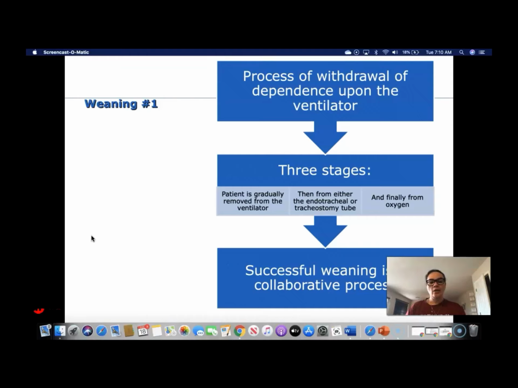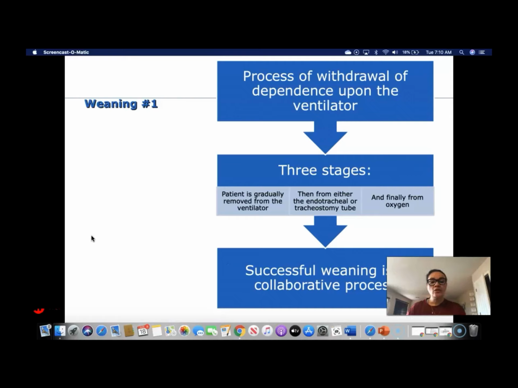So weaning. I spoke a little bit about you want to get the patient off the ventilator as fast as you can. Okay. It's amazing we have this technology, but anything is bad. It can cause some permanent damage to the patient. And the longer you have somebody vented, the harder it is going to be to get them off.